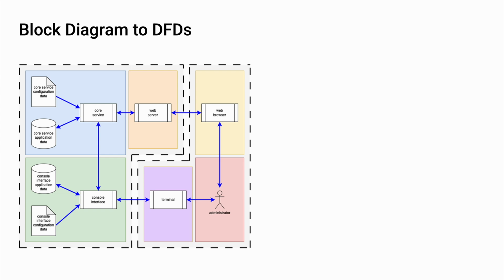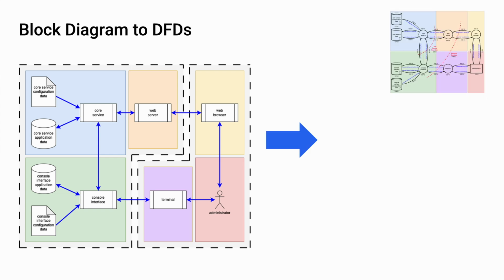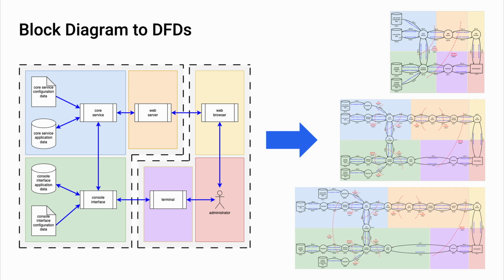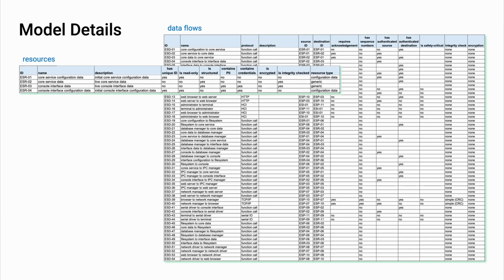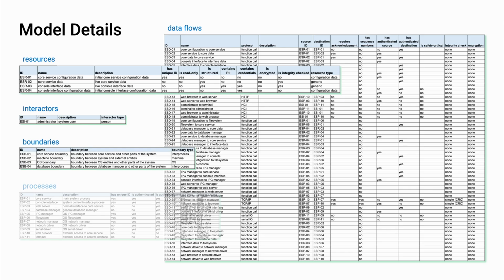Recall that from the threat modeling model creation video, we took a simple example system and created 3 increasingly refined DFDs from it. Working with the development SME, we took those DFDs and extracted features from them. This was done for the data flows, resources, interactors, boundaries, and finally, the processes.